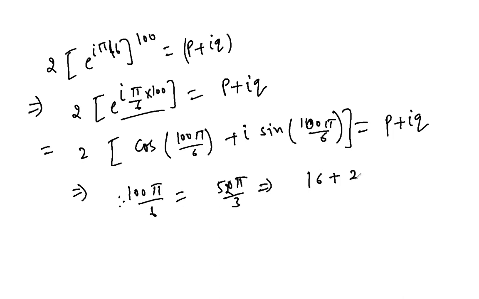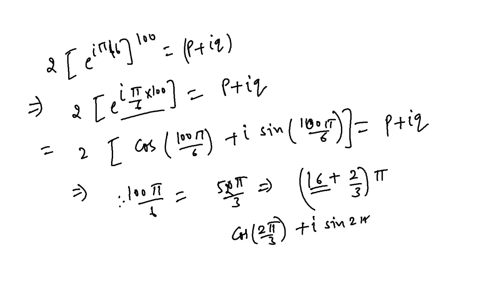Okay, so if you want to write it down in terms of this one, then you simply can write it in this form. And the 16 pi, at the 16 pi, at the even number, cos doesn't change its value, so it is simply cos 2 pi by 3 plus iota sine 2 pi by 3. And what is the value of cos 2 pi by 3? That we need to calculate here.